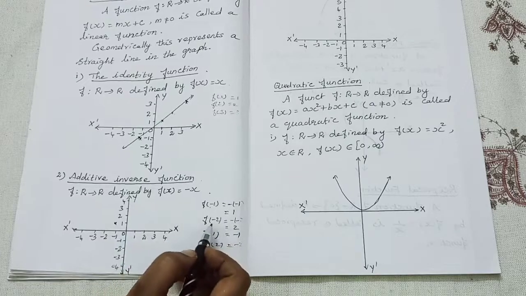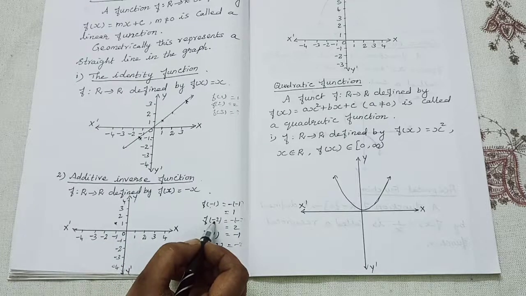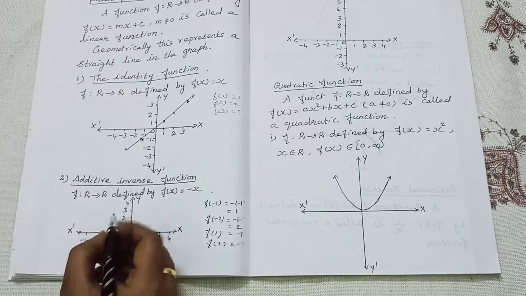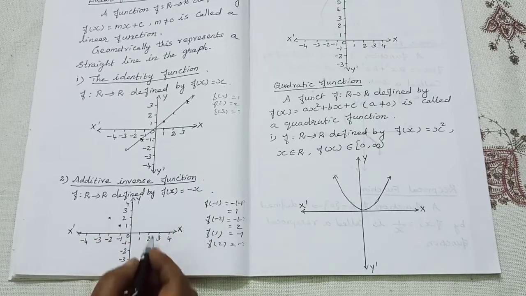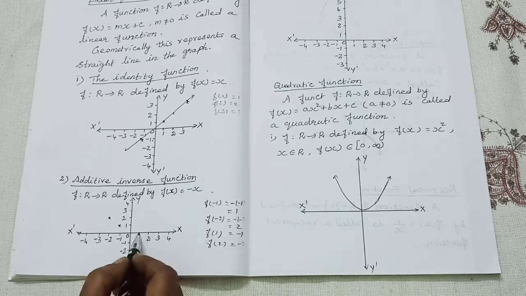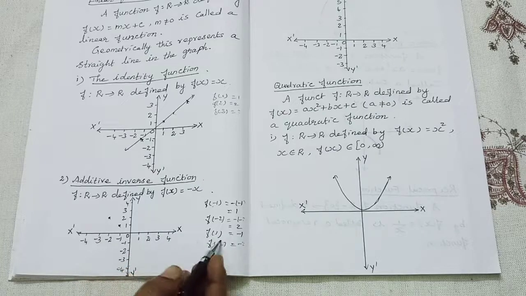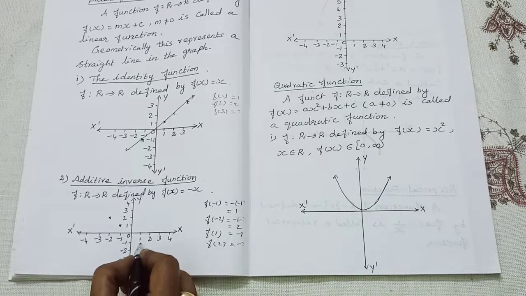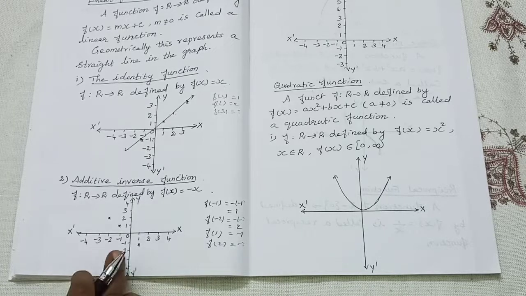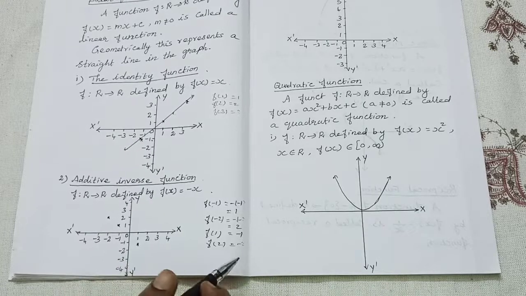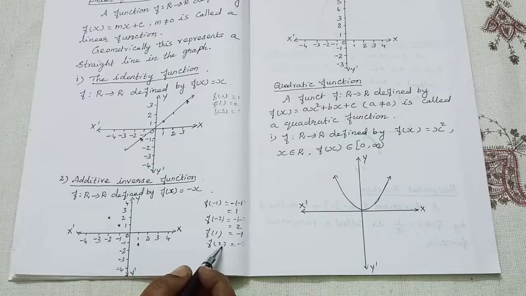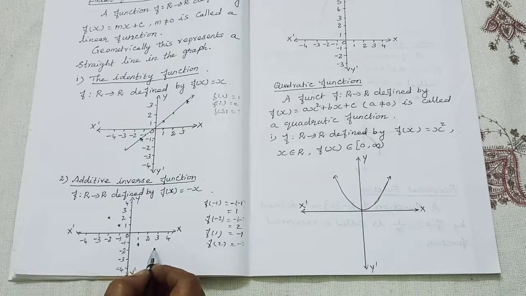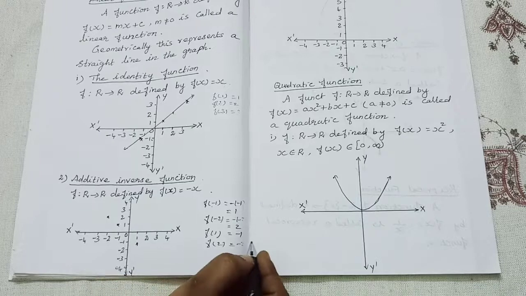Okay, then like that, for x equal to minus 2, f of x is what? 2, isn't it? Like that, for x equal to 1, f of x is what? Minus 1. Here it will come. Okay. Then x equal to 2 means, here what will we get?